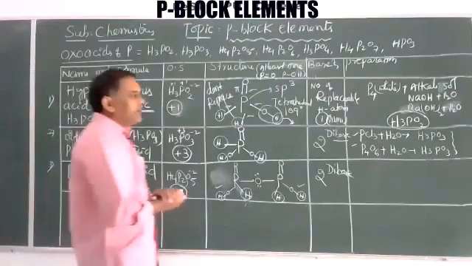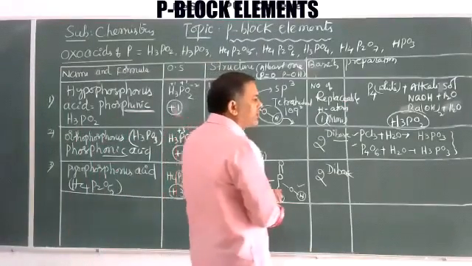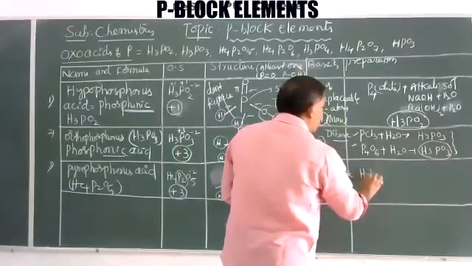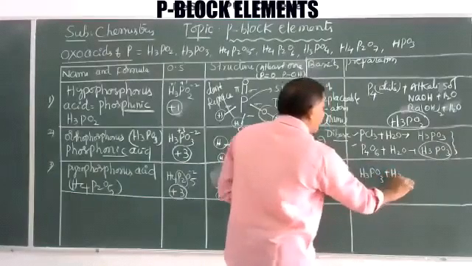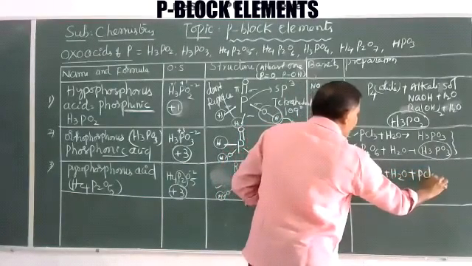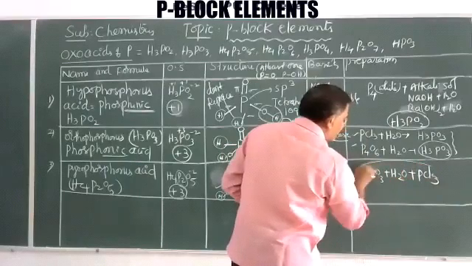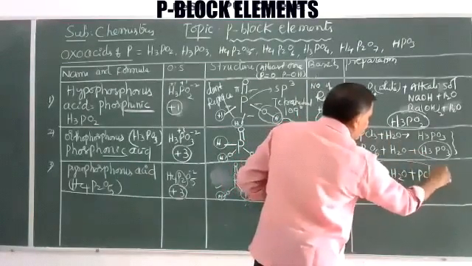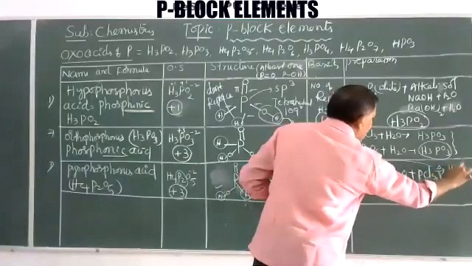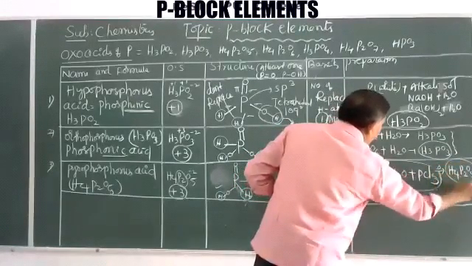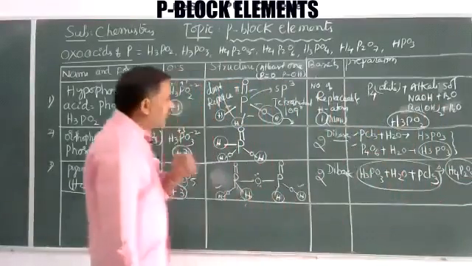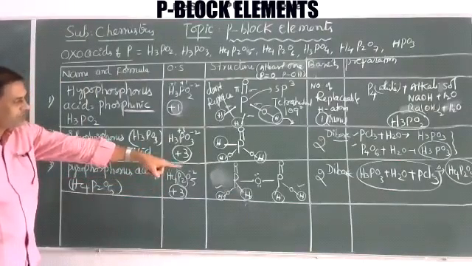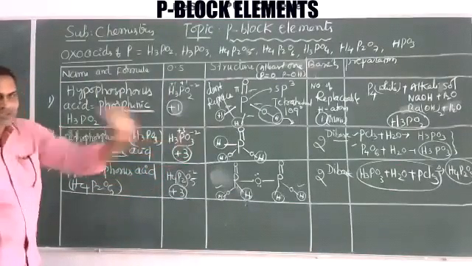Then H4P2O5 is prepared using the same H3PO3 obtained earlier. That H3PO3 solution is reacted with the same PCl3. By the above method, PCl3 with water gives H3PO3, and on heating it we will get H4P2O5. Very, very important method. Clear? The third one: its oxidation state, then its structure, basicity, and preparation method.